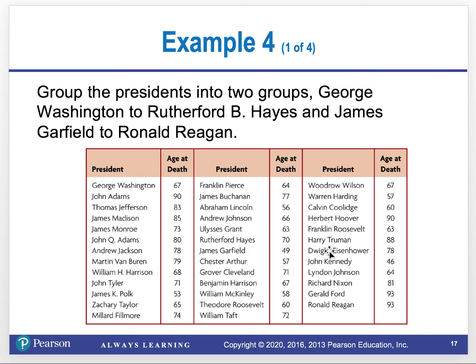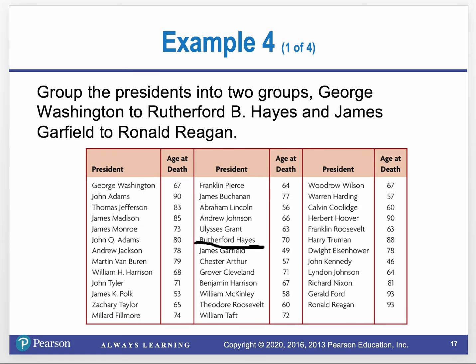Okay, now here's one of their examples. It says, group the presidents into 2 groups, George Washington to Rutherford B. Hayes and James Garfield to Ronald Reagan. All right, so I need, here's Rutherford Hayes. Let me actually get a pen here, guys. All right, so right through there. Okay, and then I think it's going to ask us to make a back-to-back stem and leaf, but this is one of the ones where they've already created it, so we don't have to know too much.